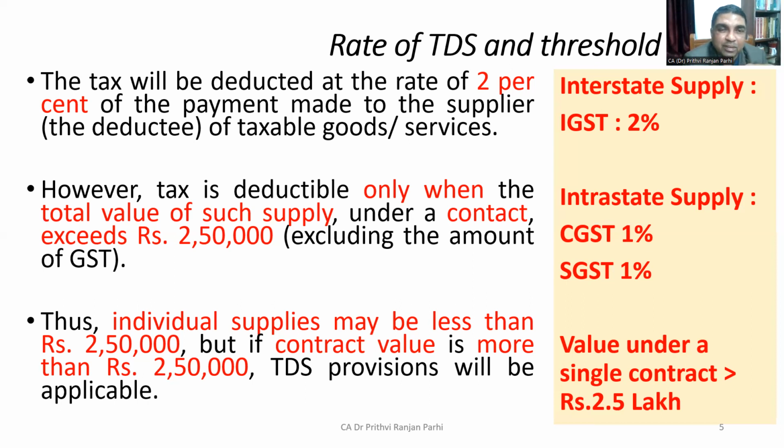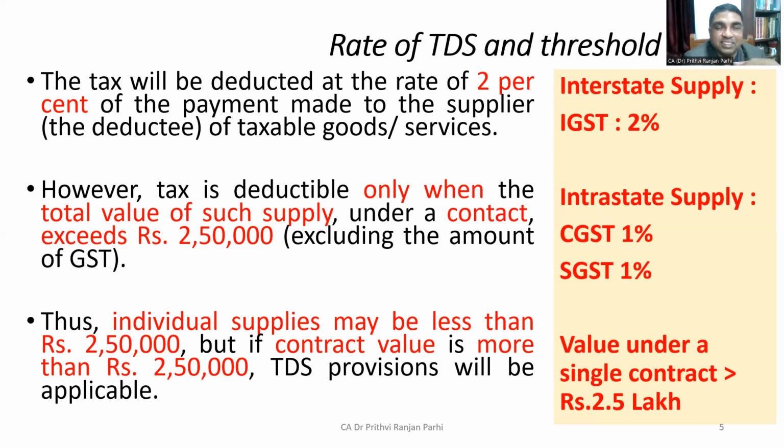And when it is applicable, it is deductible only when the total value of supply under a contract exceeds 2,50,000 rupees. So there should be a contract. That means under a single contract, the value should exceed 2,50,000. If it is up to 2,50,000, the TDS liability doesn't arise. But in case it exceeds, then liability arises. And it says under a contract. Within the contract, there might be multiple supplies or multiple payments. On each such supply, tax is required to be deducted.